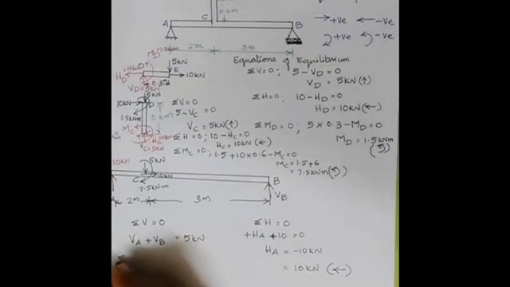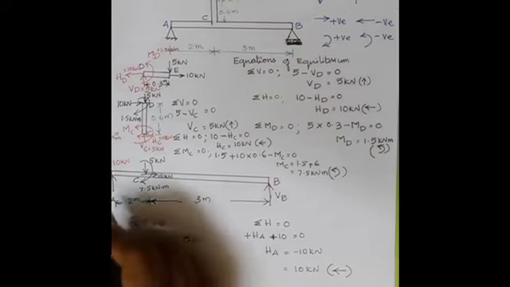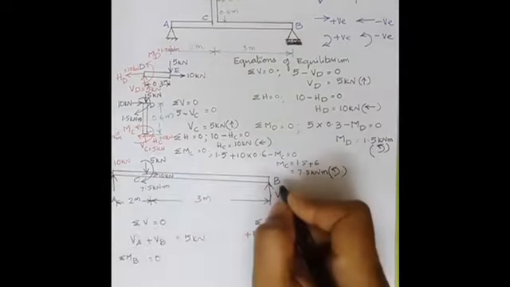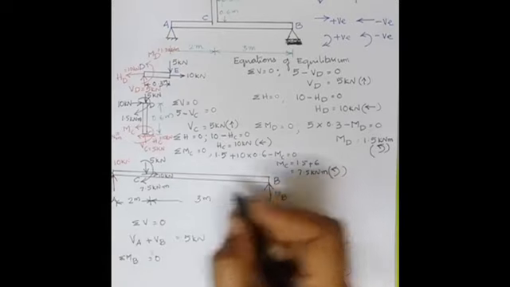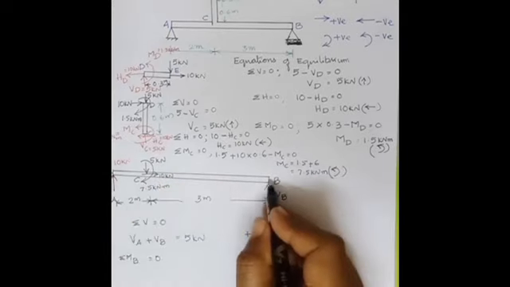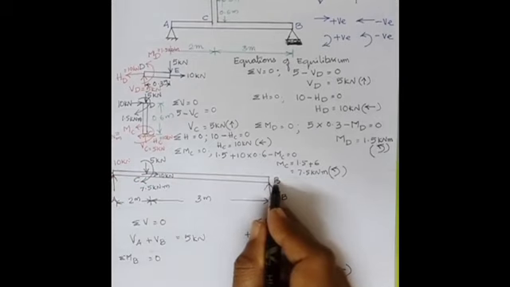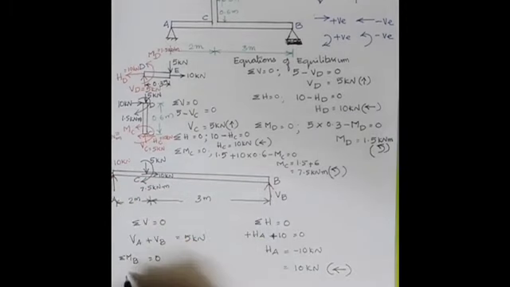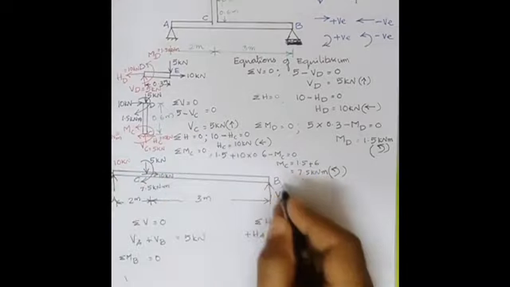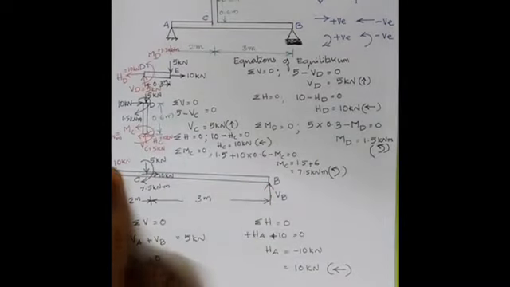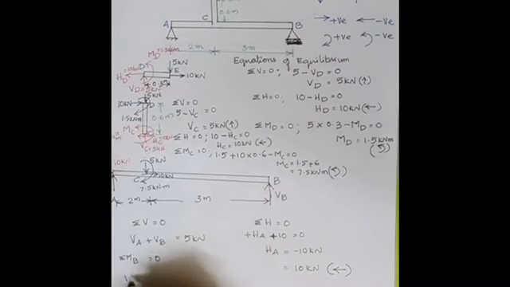and equate it to 0. Sigma M about B is equal to 0. So what are the moments? The moment of HA about B equal to 0, moment of VB about B equal to 0, moment of 10 kilonewton about B equal to 0 because the line of action is passing through B. Now what is the moment of VA? VA is producing a clockwise moment. This VA is trying to rotate this member about B in the clockwise direction. So this is plus VA into total distance is 5 meter.